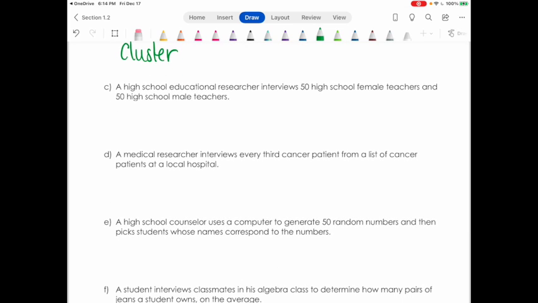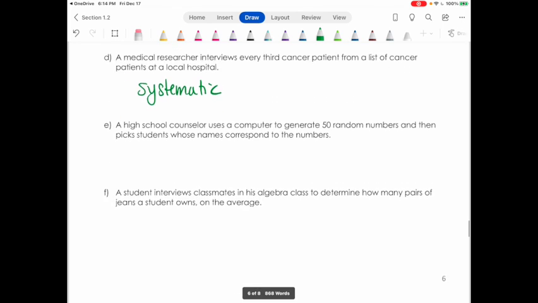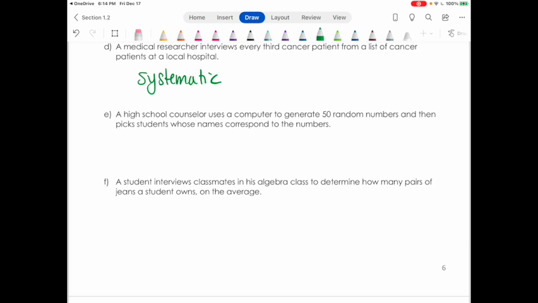Okay, part C. A high school educator researcher interviews 50 high school female teachers and 50 high school male teachers. This is definitely stratified. The groups are split into male and female teachers, and then 50 are picked from each group. Part D, a medical researcher interviews every third cancer patient from a list of cancer patients at a local hospital. This would be systematic because it's every nth person. In this case, it's every third person.